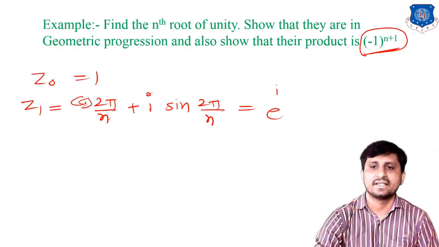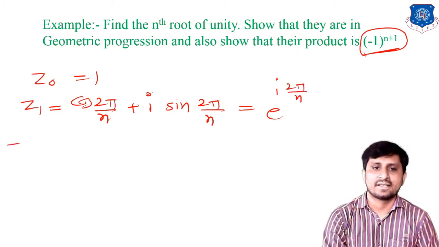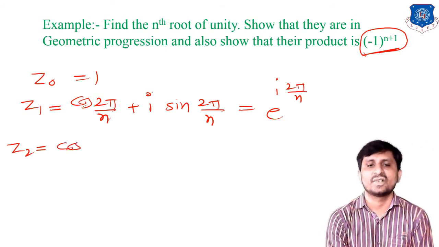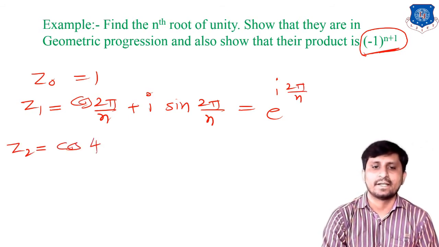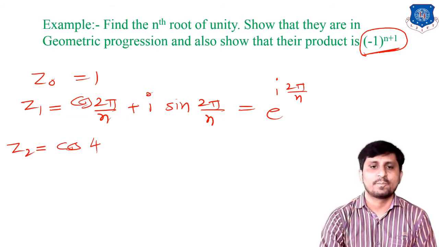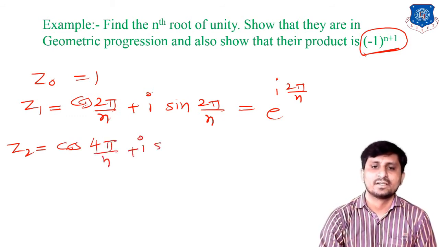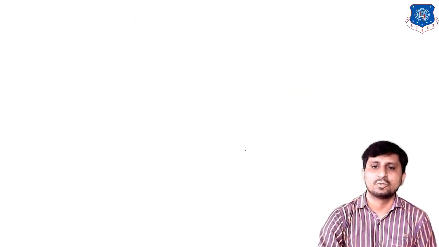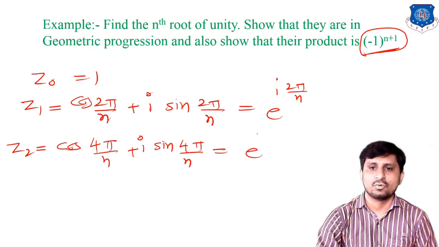So this is exactly e raised to i 2π/n. Now what is my z2? The value of z2 is cos 4π/n plus i sin 4π/n, and this is equal to e raised to i 4π/n.